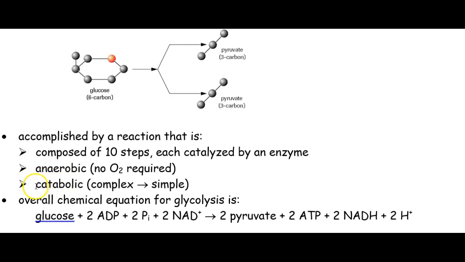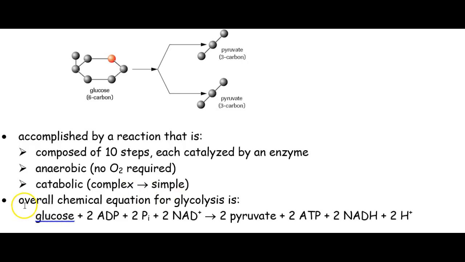We can also describe it as being catabolic. Now remember, catabolic reactions involve the breakdown of substances, and I think we can see that clearly with our 6-carbon glucose molecule being converted into 2 3-carbon pyruvate molecules. So we're definitely going from a complex molecule to a more simple one, and in so doing, releasing some energy that can be trapped in the form of ATP.